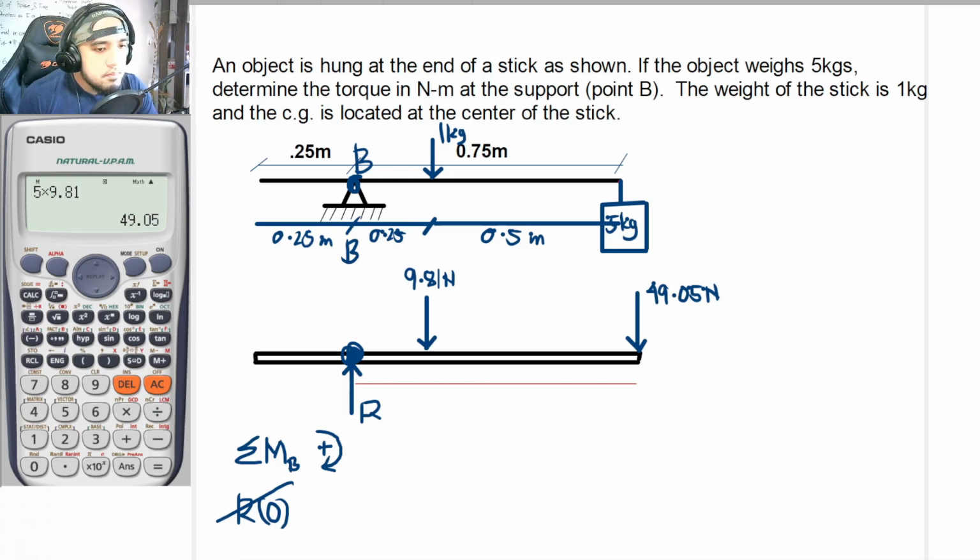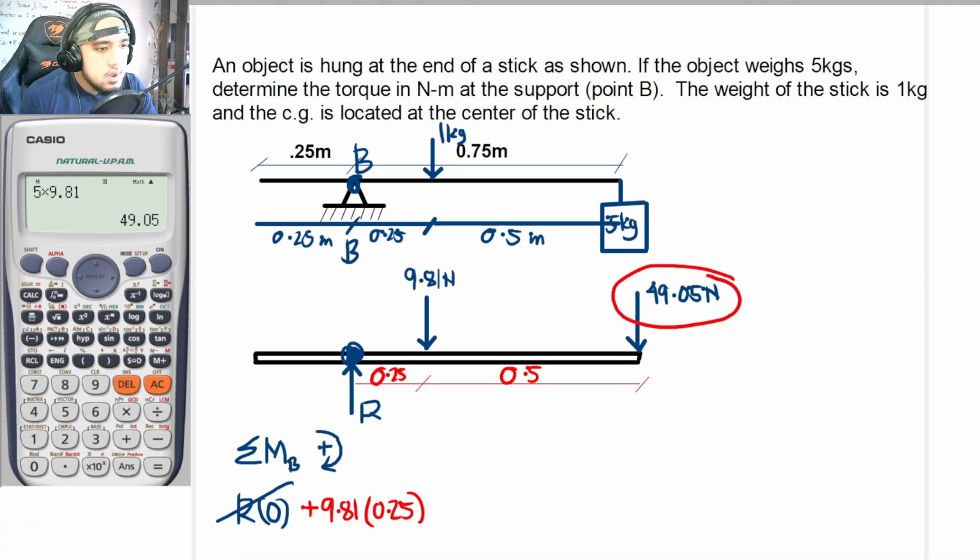Okay, and as for this 9.81 force, rewriting all the dimensions here. From this point up until this point, this is equal to 0.25. So it is this. And this is now 0.5. It is now this. Okay, so for the 9.81 force, since this force has a tendency of rotating point B in a counterclockwise direction, it means that this is positive. So positive 9.81 times 0.25. So that is for this particular force.